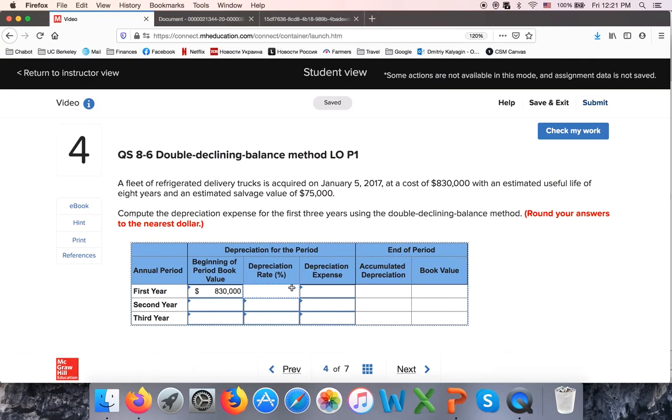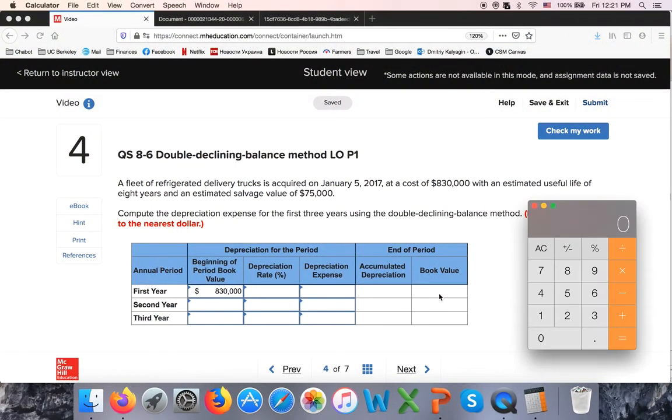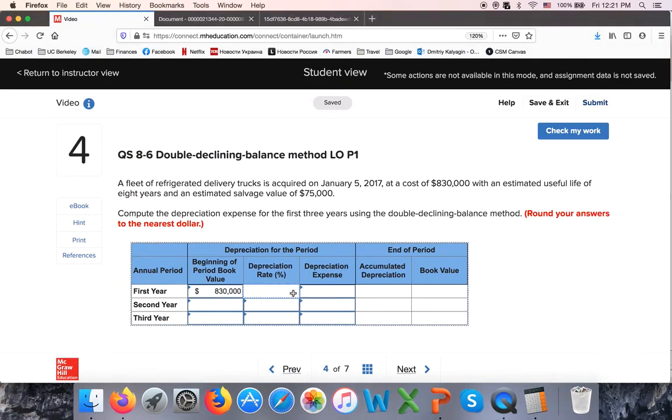The depreciation rate. First of all, take 100% and divide it by 8 years. This is my straight line depreciation, and then I double it. So what's my double depreciation rate? 25%. It's not going to really change, so I will put 25% everywhere.